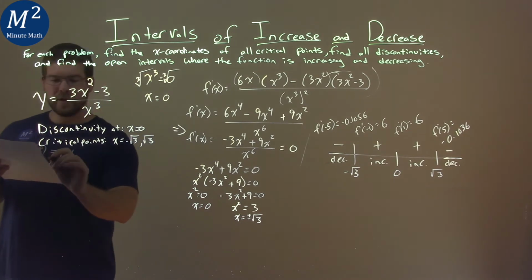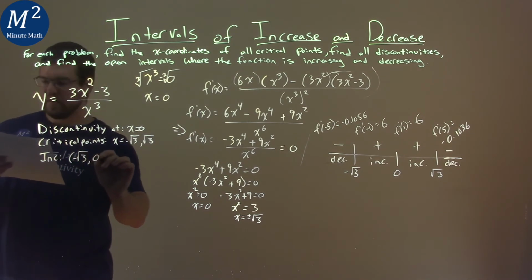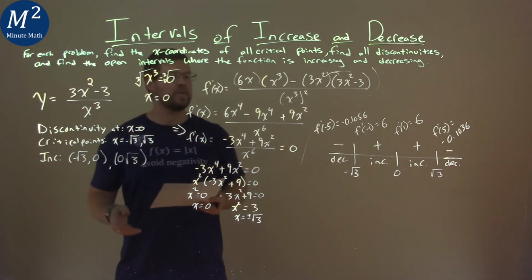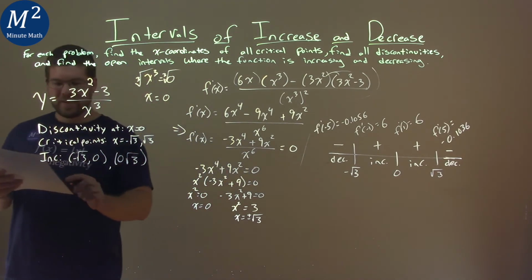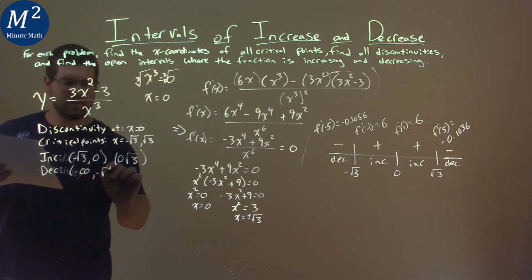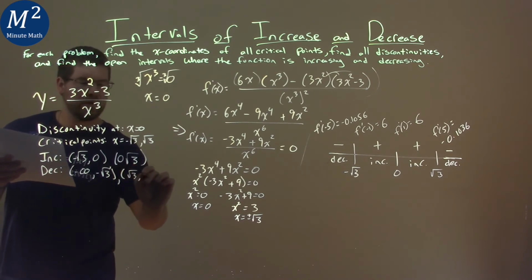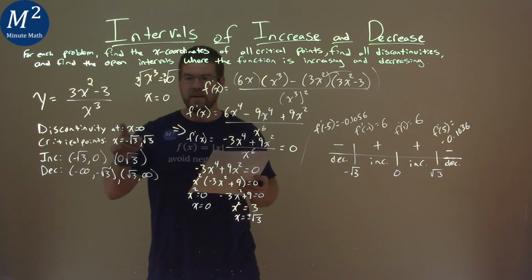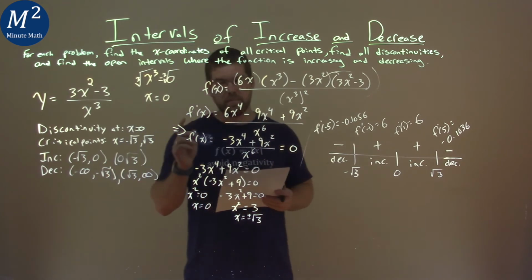Our intervals where we're increasing happen between negative square root of 3 and 0, and 0 to square root of 3. Remember, it's separated because we have a discontinuity at x equals 0. And it's decreasing on the intervals from negative infinity to negative square root of 3, and from square root of 3 to positive infinity. And so again, our final answer here is we have a discontinuity at x equals 0. Our critical points are at x equals negative square root of 3 and positive square root of 3.